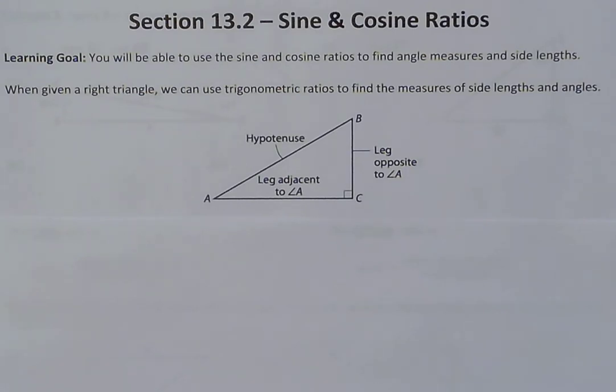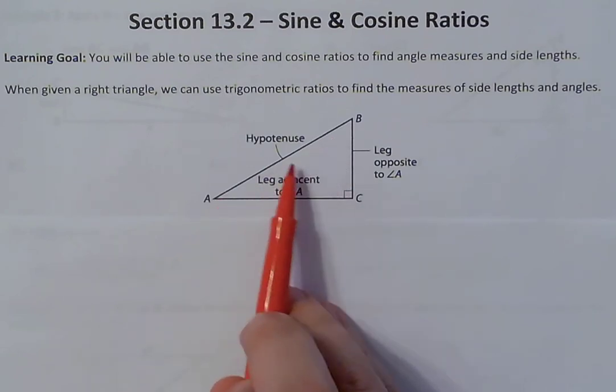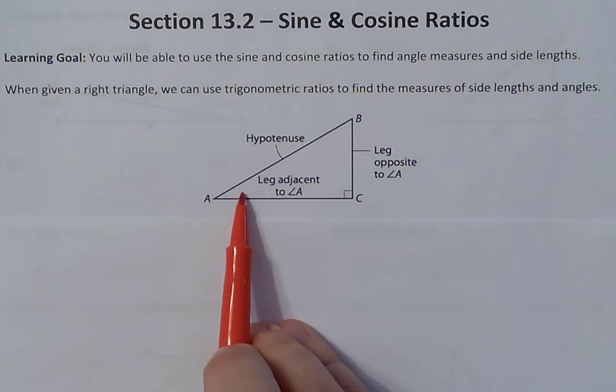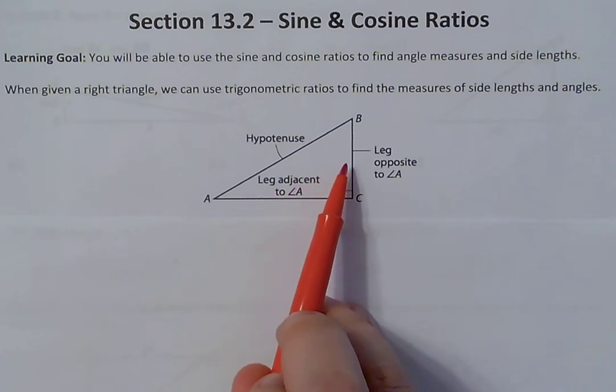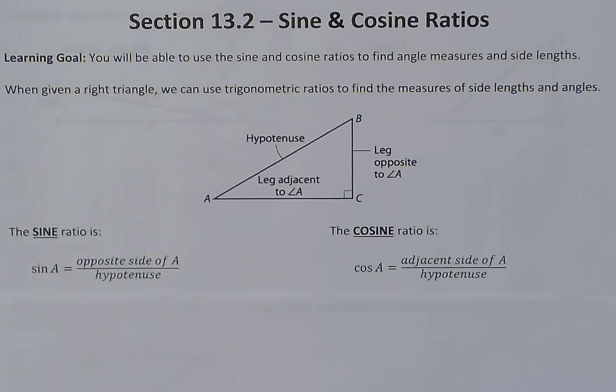So remember, at least in reference to angle A, the hypotenuse is always the longest side, the side that's opposite of the right angle. And then the side that's opposite of angle A is the side that's legitimately opposite of it. And then the adjacent is that third and final side. It's the side that touches or is next to angle A, but not the hypotenuse. So, opposite, adjacent, and hypotenuse. And that is going to lead us into sine and cosine for today.